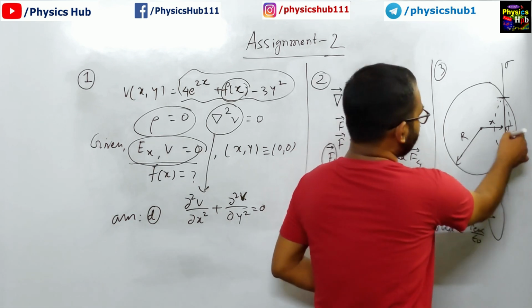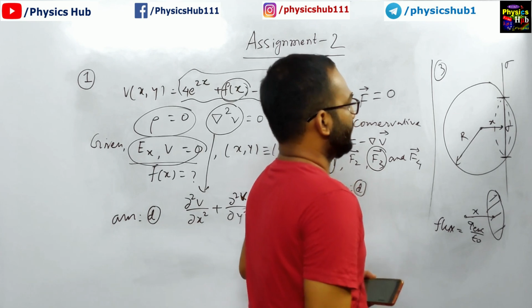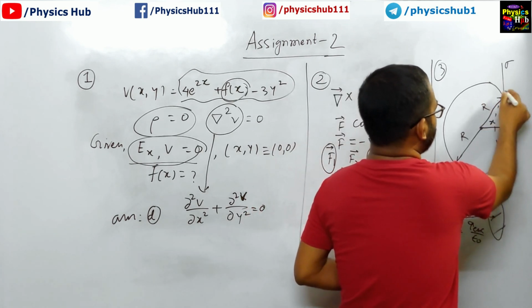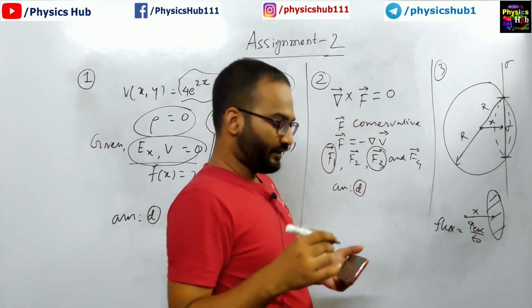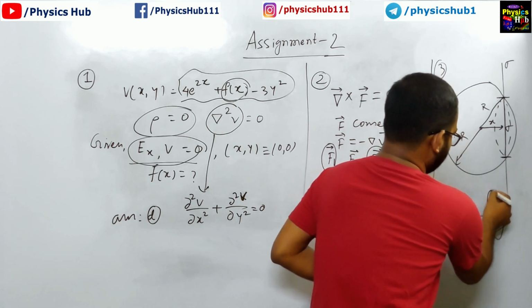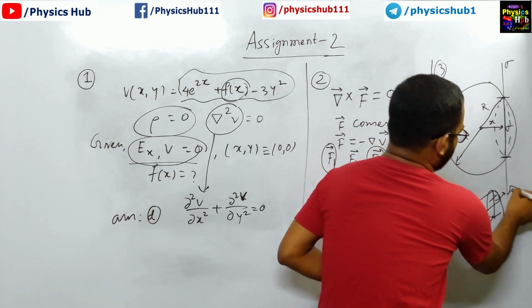Q enclosed is the charge enclosed in this portion. Now if this is x, this is r, what will be this value? Root over r square minus x square. Okay. So if this is x, this is r, this becomes root over r square minus x square.